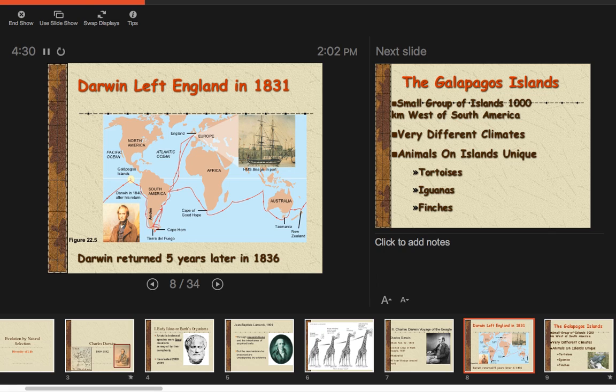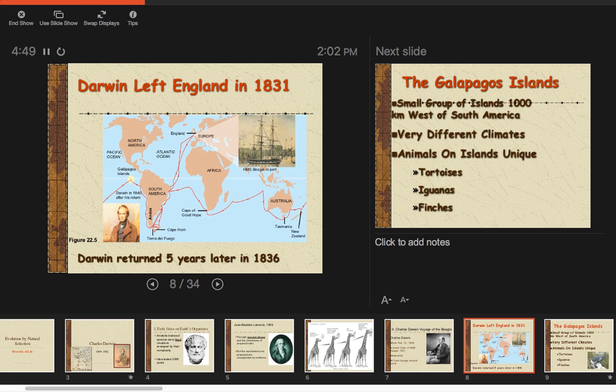He collected a bunch of specimens and had a bunch of data written down. This is where he came up with his whole theory of evolution as far as how organisms have changed over time, and really more why organisms have changed over time, what's that driving force behind it.